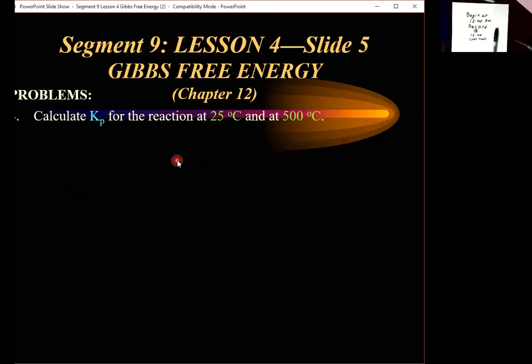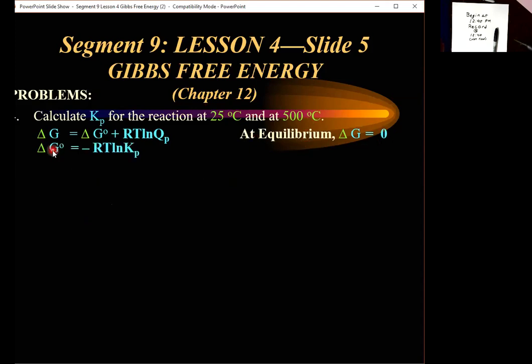Calculate Kp at 25 degrees and at 500 degrees Celsius. Would we get a better equilibrium constant if we raise the temperature? Okay, well, let's see. At equilibrium, delta G is going to be equal to 0, and delta G superscript is minus RT ln Kp. We can plug in our data.